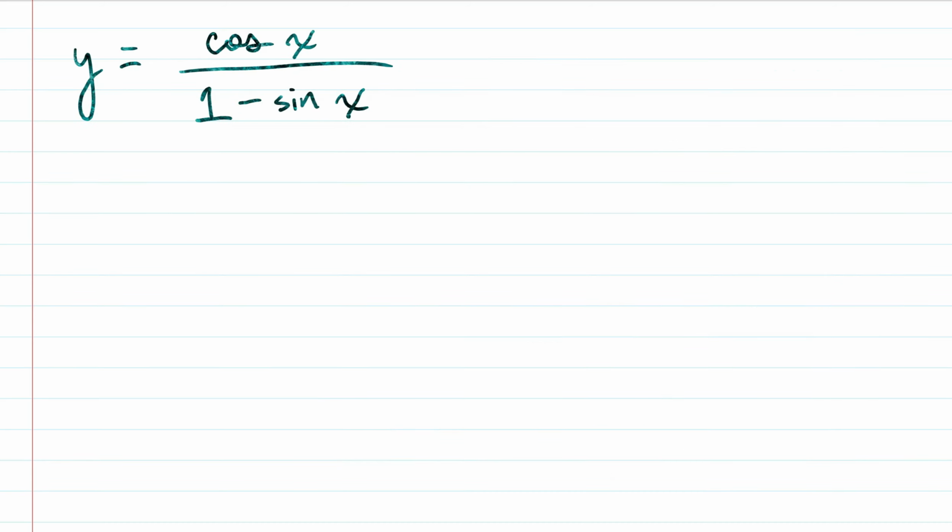All right, and this example says we have the function y is equal to cosine x over 1 minus sine x. Again, I see the fraction bar. That's telling me division, so we have a quotient. So I'm going to apply the quotient rule.